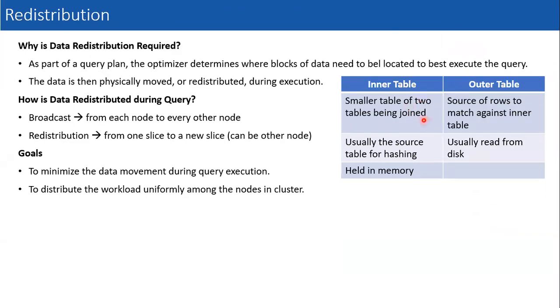This is again something we covered before: what is an inner table and what is an outer table? A smaller table is called an inner table in a query. A larger table will be the outer table. The inner table will be kept in memory and processed in memory, and then the outer table will be read from the disk. So that is the difference between inner and outer table.